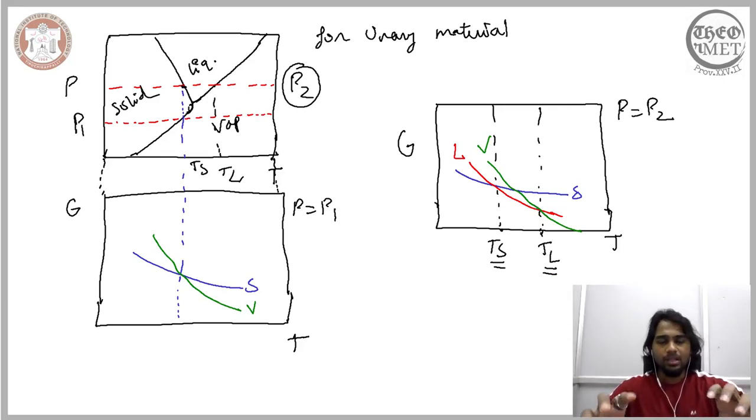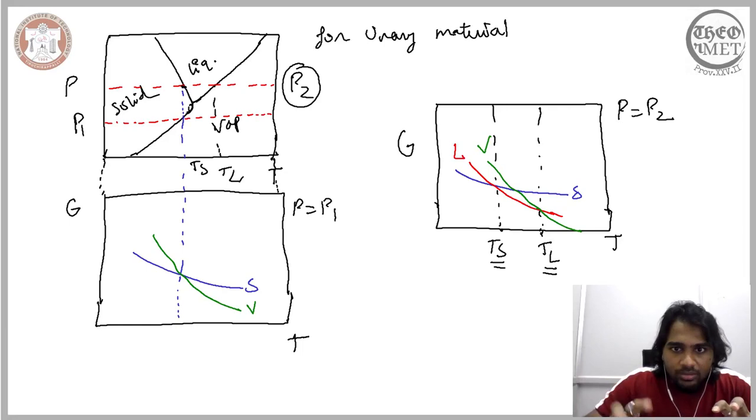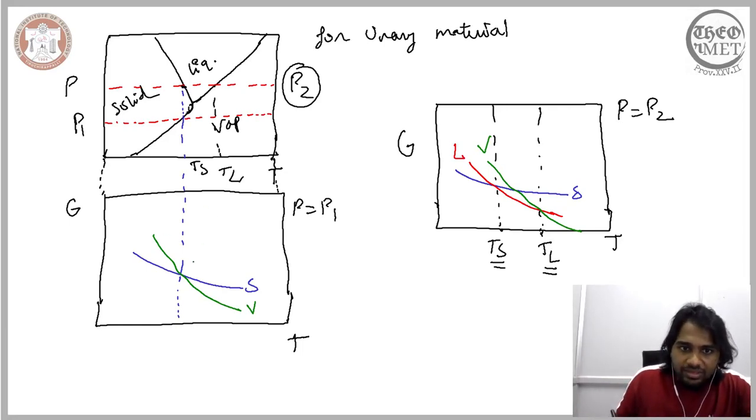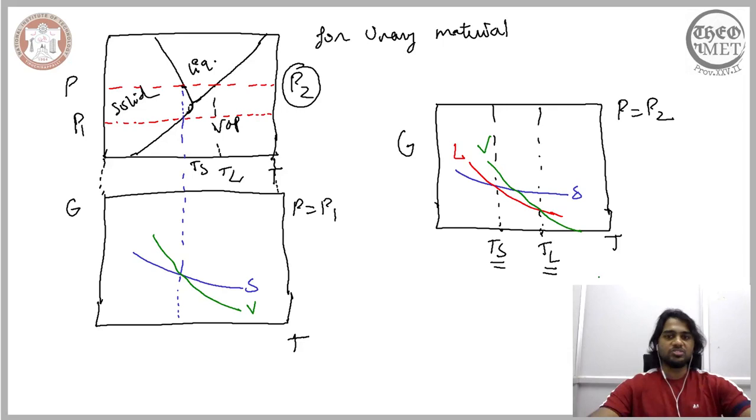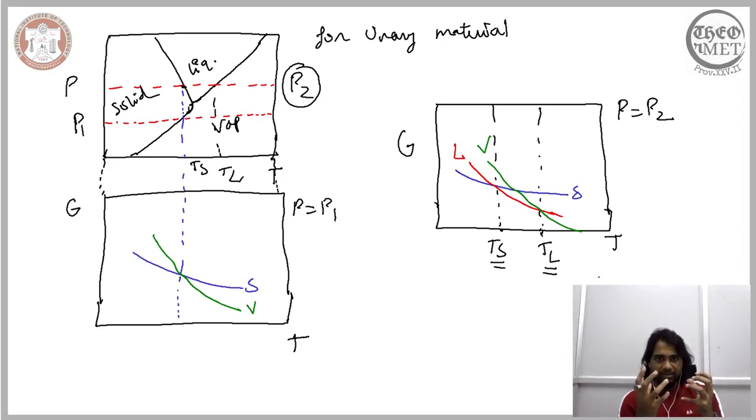So based on the curves that represented change in Gibbs free energy with respect to temperature and pressure, we were able to build the phase diagram. And now we have also seen that from the phase diagram it is also possible for us to construct how the Gibbs free energy changes with respect to temperature. So the phase diagram works in both ways.